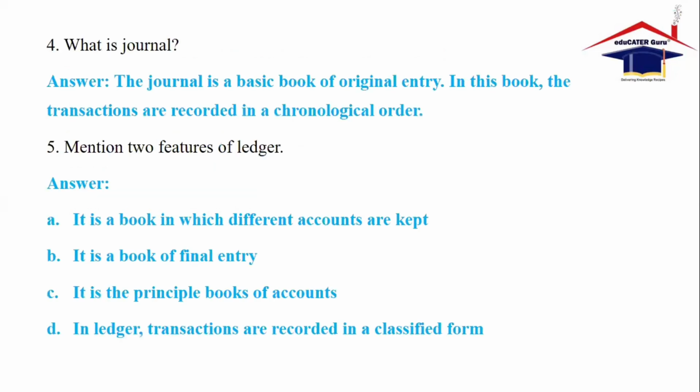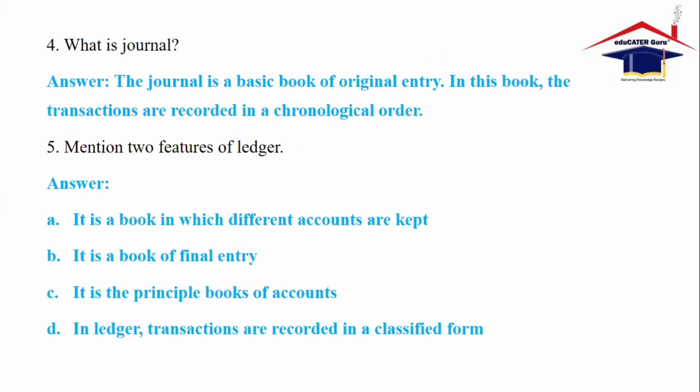Next, what is journal? The journal is a basic book of original entry. In this book, the transactions are recorded in chronological order. Date-wise, it has been recorded. Mention two features of ledger. Answer. I've given 4 features. You can select any 2 and write in the exam.